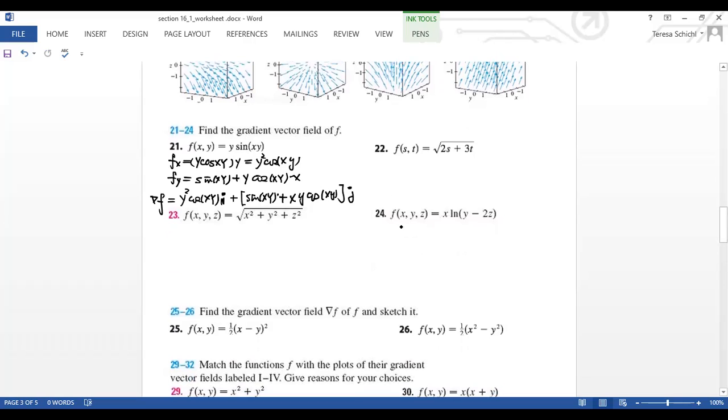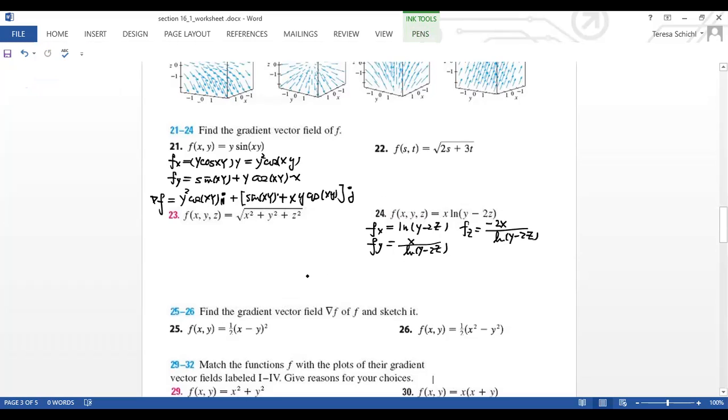Okay, so we can try to do one more for the R3. So this one here, f sub x will just be the natural log of y minus 2z, right? Then f sub y will just be what? It will be x over y minus 2z, chain rule is 1. Then f sub z will just be x over y minus 2z, so this is 2z's, right? So it's 1 over y minus 2z, then the chain rule, so it's negative 2.